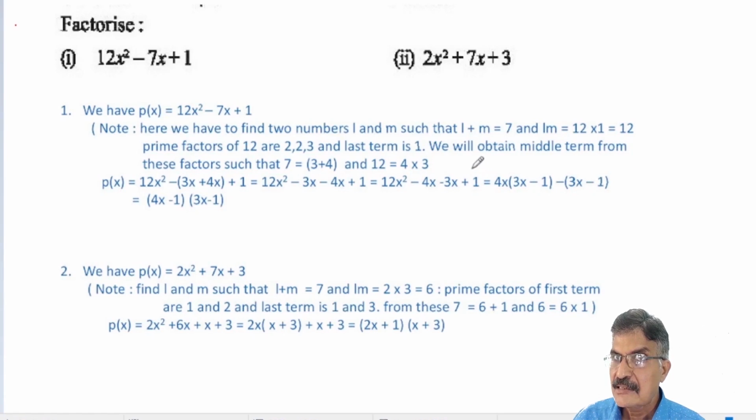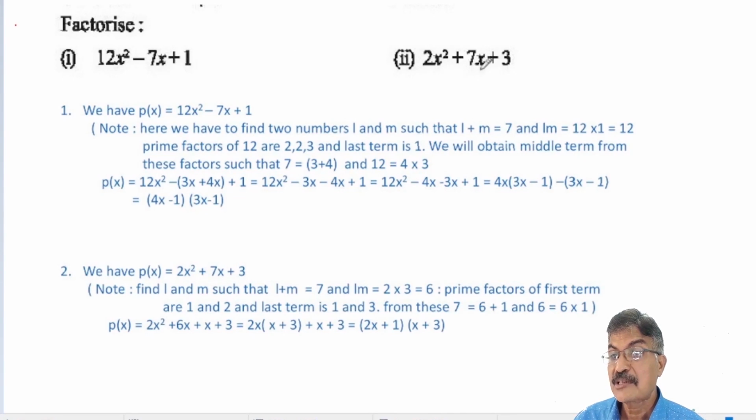Why we take the negative as common, we will take 3x minus 1. Again, we group the common term. Then we will get (4x minus 1) into (3x minus 1). And I think you have studied this in earlier classes.